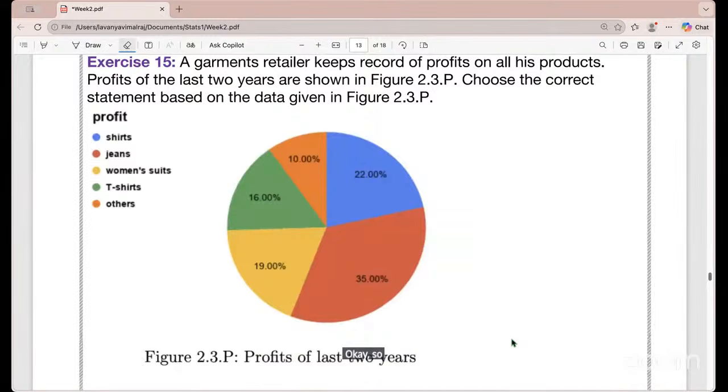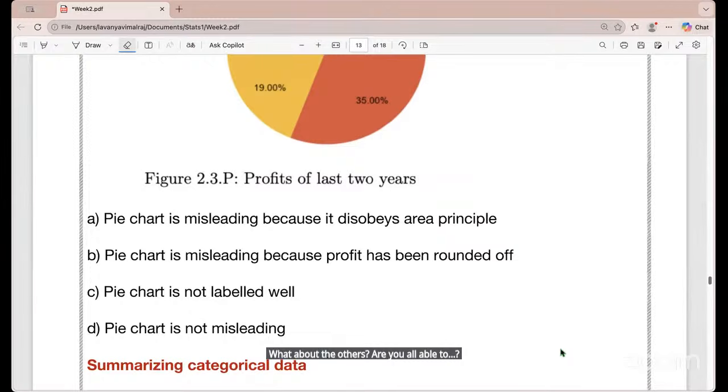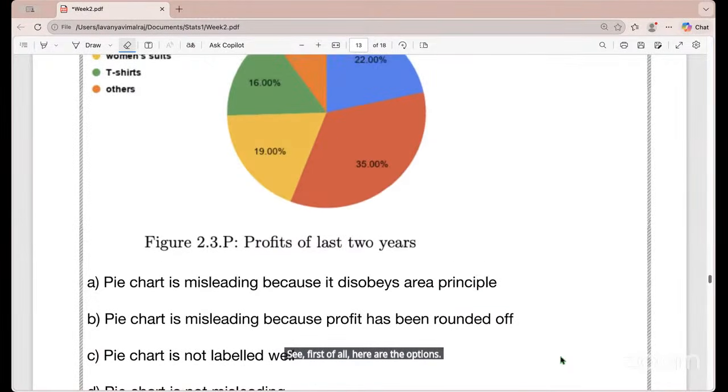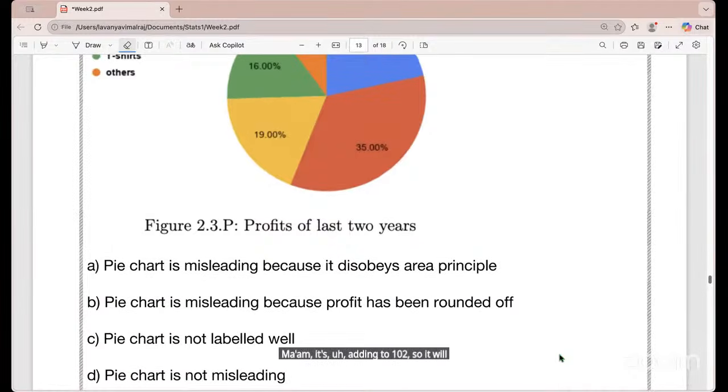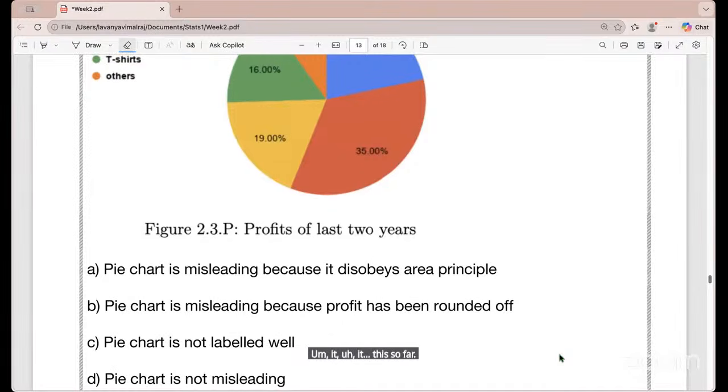Okay, so everyone can go through this question now. Ma'am, it is manipulated because it is not total 100. It is more than 100, I think. What about the others? Are you all able to see? First of all, here are the options. Yes, ma'am, it's adding to 102. It disobeys the area principle too.